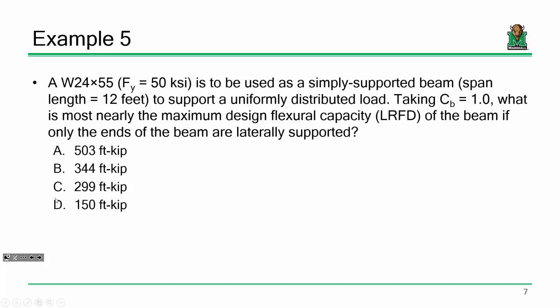So let's look at beams. Okay, so we have a W24 by 55. It is to be used as a simply supported beam to support a uniformly distributed load, what is most nearly the maximum flexural capacity of the beam, if we take CB to be 1, which makes our lives a whole lot easier to deal with in the wonderful world of steel design. All right, now let me see something. I'm just curious. 24 by 55.